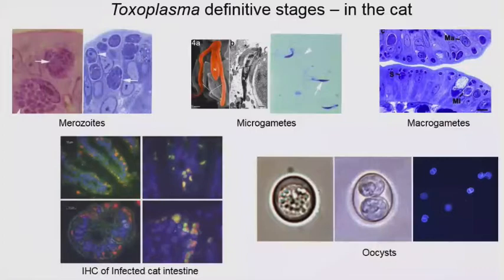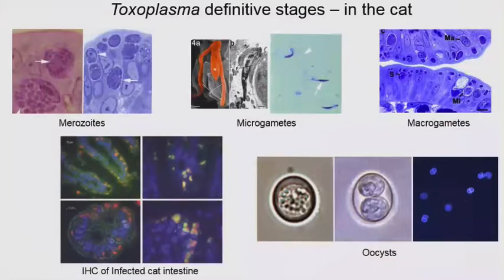So this is an unsporulated oocyst, kind of an undifferentiated mass here, that eventually sporulates into these two sporocysts. The cool thing about these oocysts is they autofluoresce under UV light, and that's one cool way to see them under the microscope.